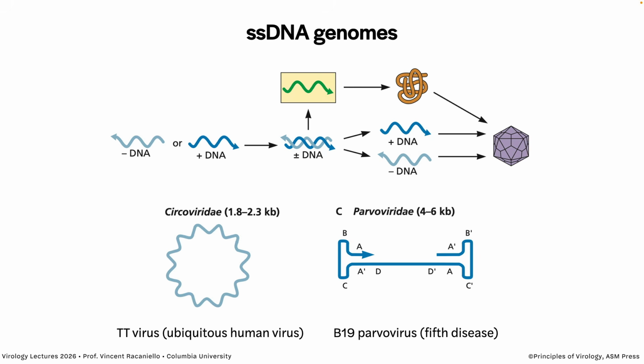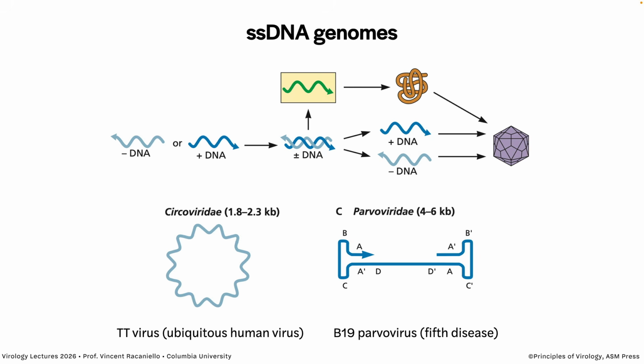And here are two examples of viruses with single-stranded DNA genomes. The circle viruses, between 1.8 and 2.3 kb. These are single-stranded circles of DNA in the virus particle, of course. An example is TT virus, which again is in all of us. It's in everyone's blood. In fact, when you donate blood, it's got this and other viruses in it, and we cannot reject the blood based on the presence of these viruses because we wouldn't have a blood supply. So there doesn't seem to be any pathogenic consequence of this.